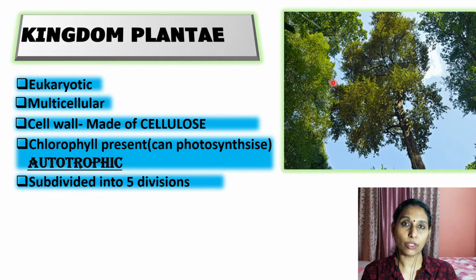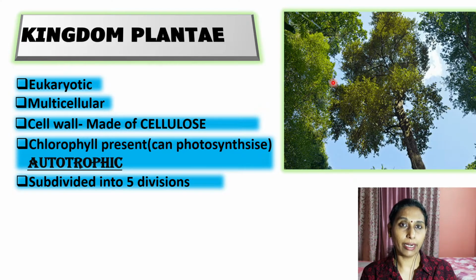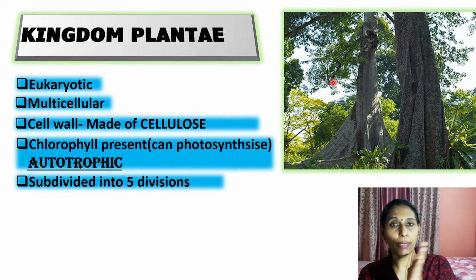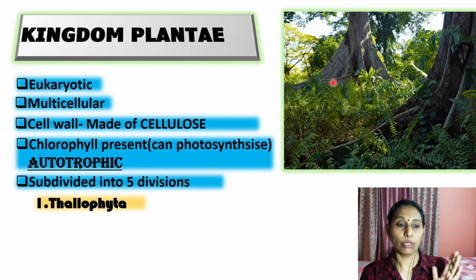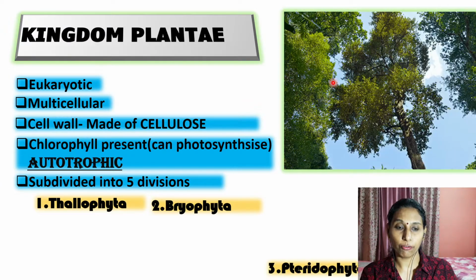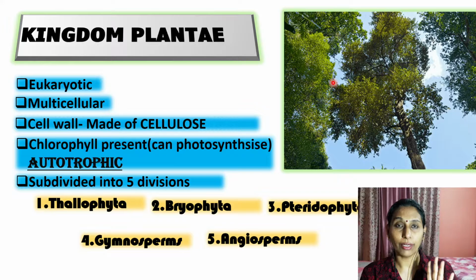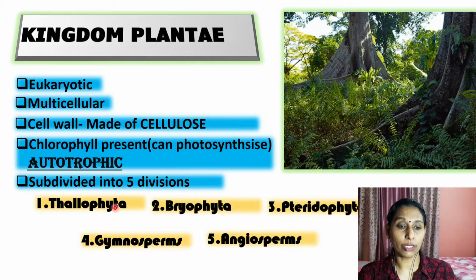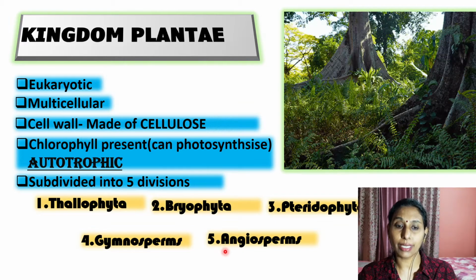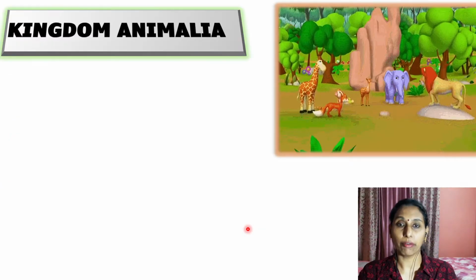So it is divided into 5 subdivisions. Kingdom Plantae is quite a big kingdom, so it is divided into 5 divisions based on simplicity to complexity. The most simple of the plants are called the thallophytes. Then come the bryophytes, pteridophytes, gymnosperms and angiosperms. So you have 5 divisions: thallophyta, bryophyta, pteridophyta, gymnosperms and angiosperms. We will be learning about this in detail in the coming videos.